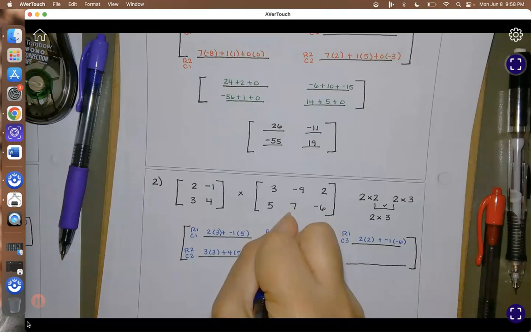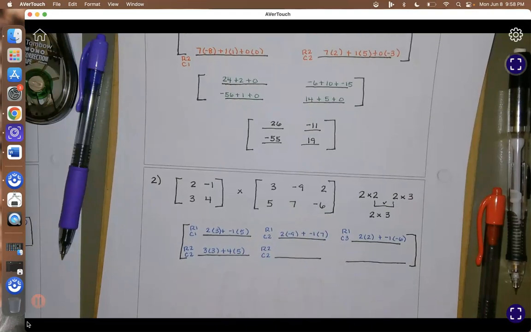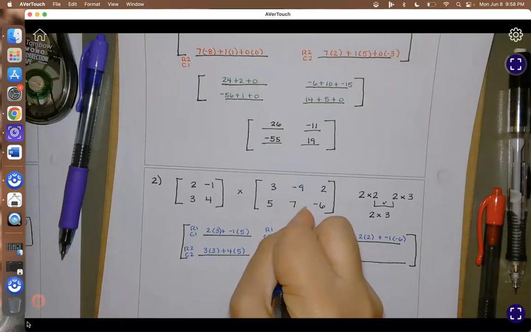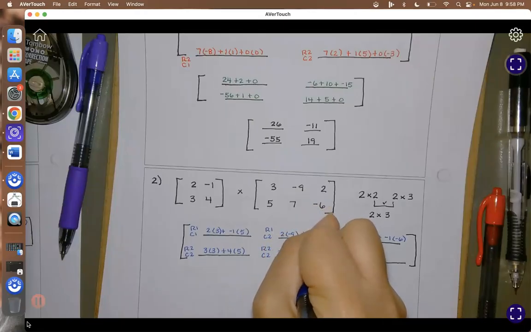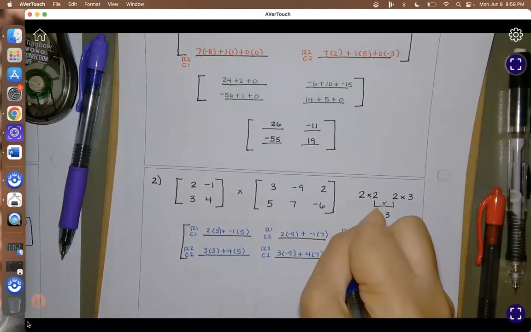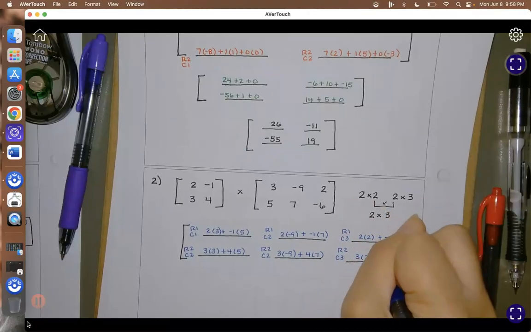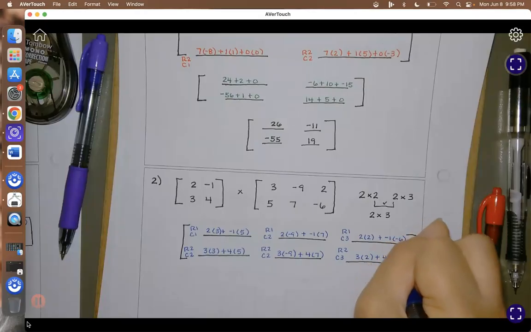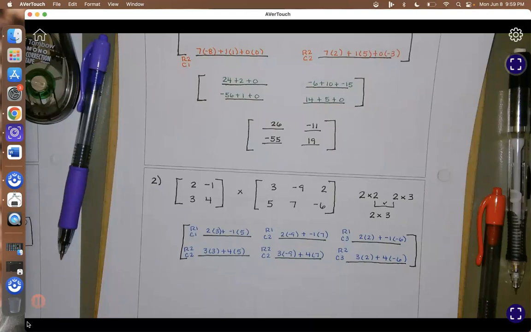Row 2, column 2, and you don't have to keep labeling these when you do your homework, but if you want to make sure you don't get off line, that would be a good way to check that. So 3 times negative 9 plus 4 times 7. Row 2, column 3 is 3 times 2 plus 4 times negative 6. All right, so we come down.